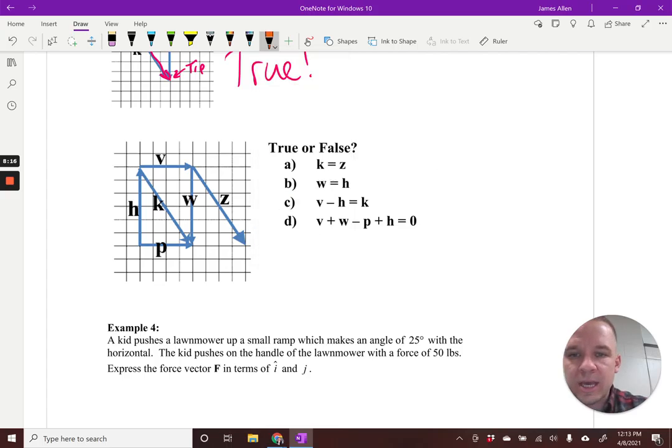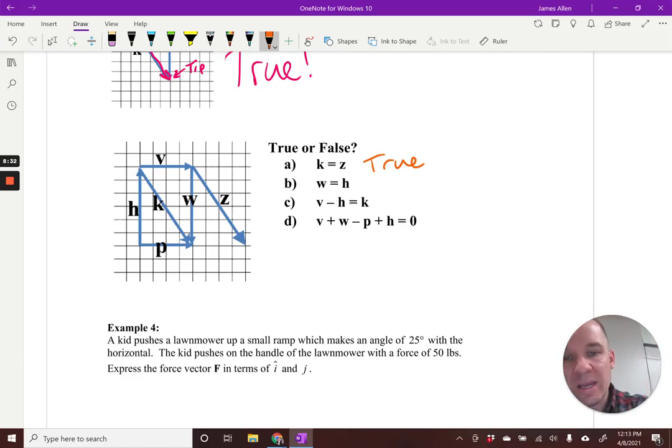All right. So K is equal to Z. K is this one here. Z is this one here. They are both the same direction, same magnitude. True.